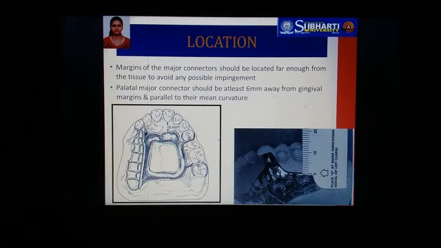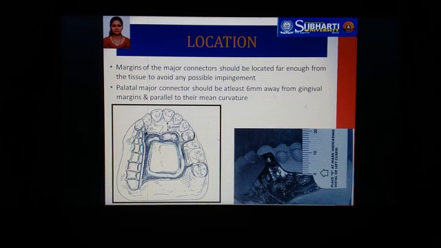So whether in the maxillary arch or in the mandibular arch, there are certain parameters for deciding what should be the location of the major connector. Firstly, in the first figure you can see an arrow which is showing a distance of 6 millimeters. The anterior margin of the major connector should always be 6 millimeters away from the interdental papilla. So it should be located far enough from the tissue to avoid any possible impingement.